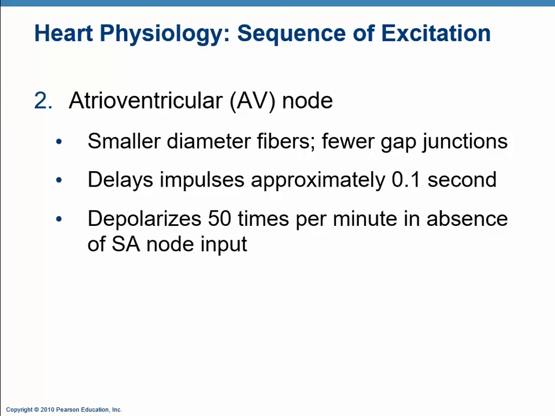Now, if the SA node is not functioning, then the AV node can take over. But unfortunately, its rate of depolarization is 50 times per minute. So it's kind of the backup, but it doesn't normally set the pace. It only sets the pace if the cells of the SA node are non-functional. Its main job in a healthy heart is to delay the impulse and to be the only connection between the atrial myocardium and the ventricular myocardium.